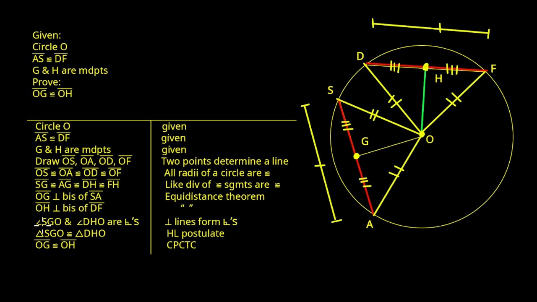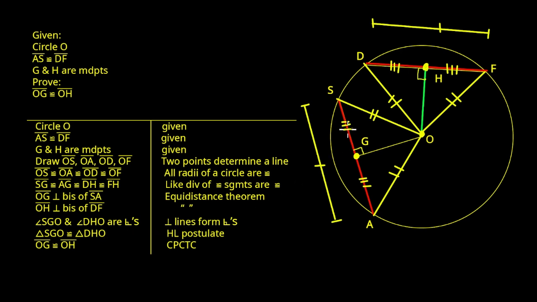From there, angle SGO and angle DHO are right angles. Perpendicular lines form right angles. So we have perpendicular lines here. So we have a right angle here for angle SGO, and we have a right angle here for angle DHO, both right angles. From there, triangle SGO is congruent to triangle DHO, HL postulate.